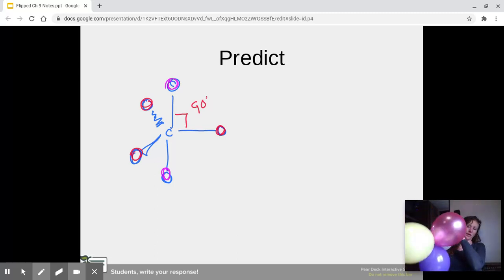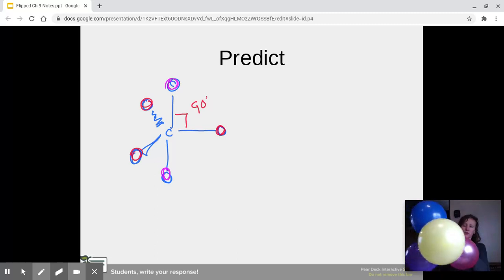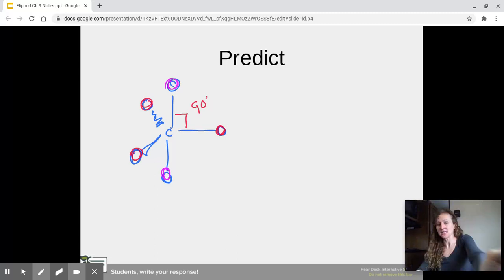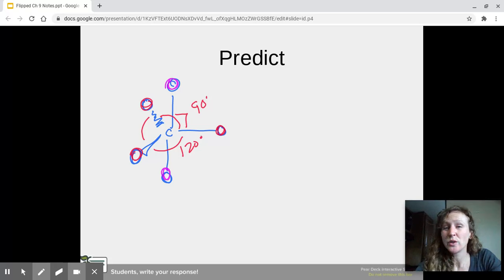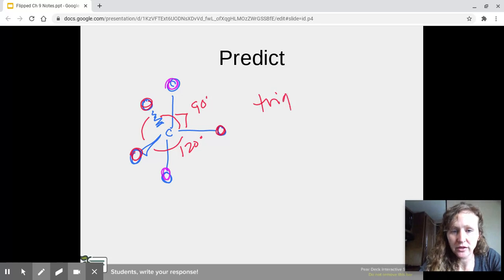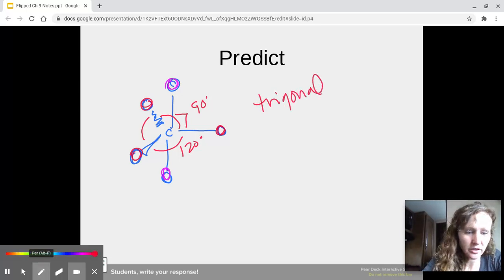So if I turn it this way, you may be able to see it a little more clearly. That purple, pink, and blue balloon, what angle are they to each other? Well, they're all in a plane to each other, and there's 3 of them spread equally among that plane. So this angle and this angle and this angle, they're all 120 degrees. So we actually have 2 different angles that happen in this molecule, and this is called a trigonal, and that trigonal is referencing this triangle that happens.